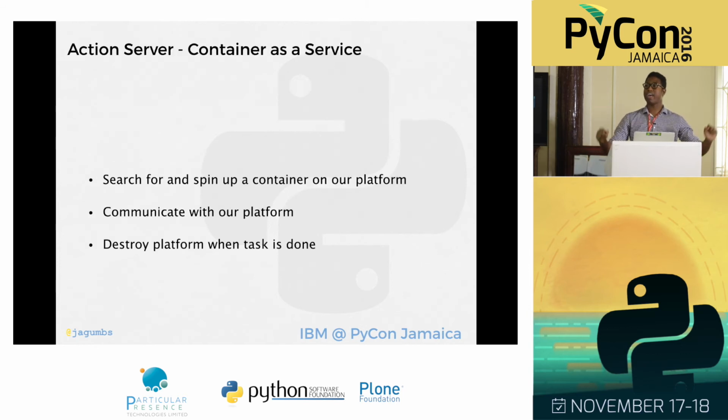So all that cruft gone and understanding there, now I can finally tackle my action server. Very simply, three key pieces. I search for and spin up that function, as I had said before. I communicate with the platform to get information and data that's outputted from said functions. And then when the task is done, I destroy the function, right? I destroy the running container until the next time it's called up.